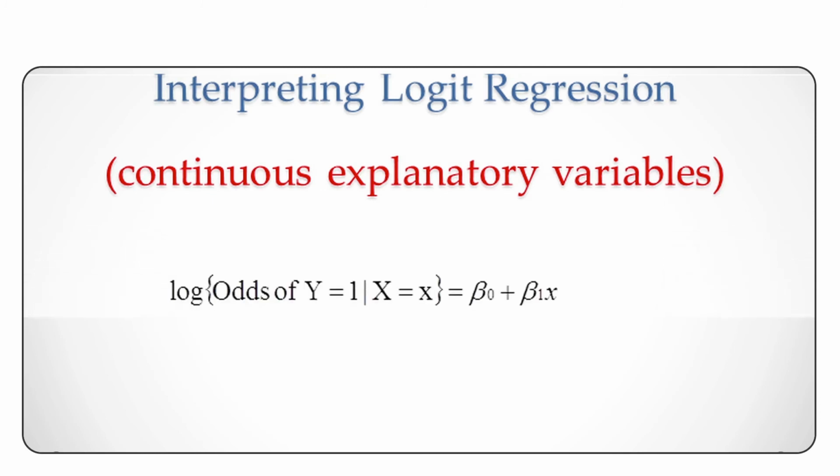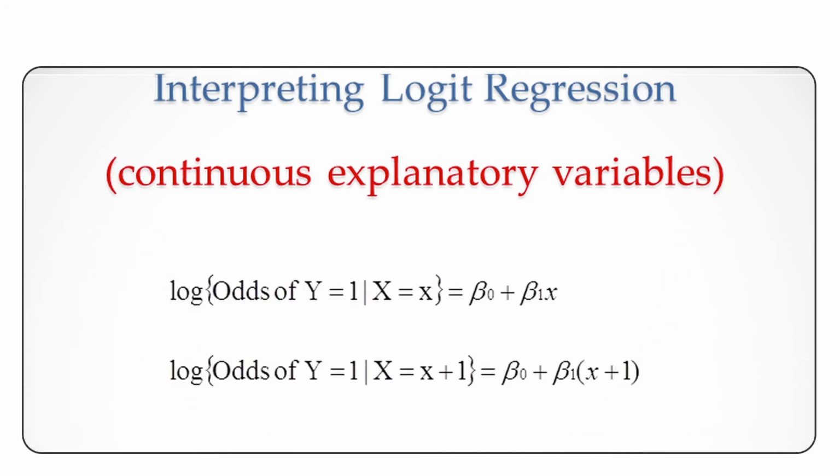Now let us see the interpretation of these corresponding regression equations. Suppose that we have only one single explanatory variable x which is continuous. Then we write down the regression equation for the two combinations, that is, log of odds of y equal to 1 given x equal to any value small x is beta naught plus beta 1 x, and increasing x by 1 unit to x plus 1 and rewriting the regression equation leads to the formulation on the second line of this slide.